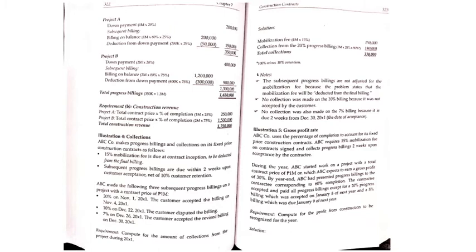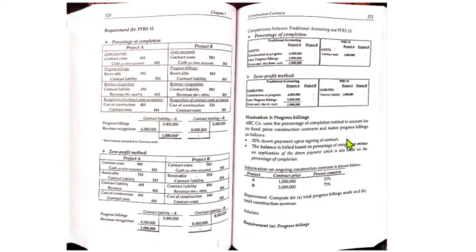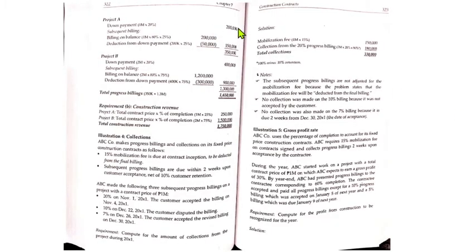So, according to the data, 20% daw ang down payment upon signing of the contract. Tapos yung balance is billed based on percentage of completion minus an application of the down payment. Bakit may minus? Kasi, kung ibabase mo sa percentage of completion yan, yung 20% noon ay nabayaran naman na. So, kailangan ibawas mo yung 20% of that balance and then i-multiply mo lang doon sa percentage of completion. Let's look at the solution for this.